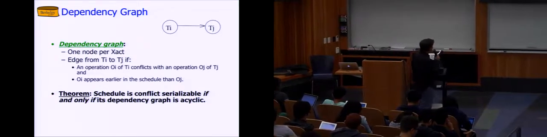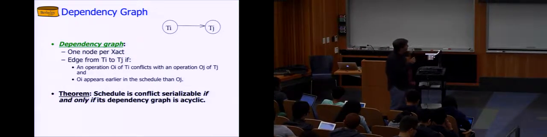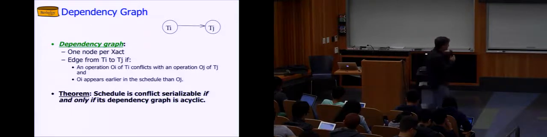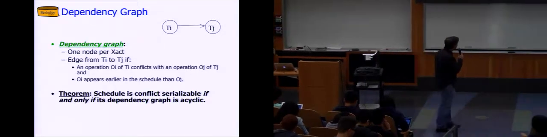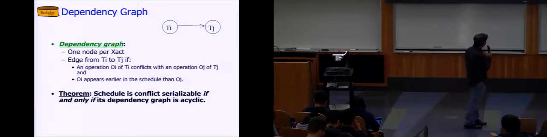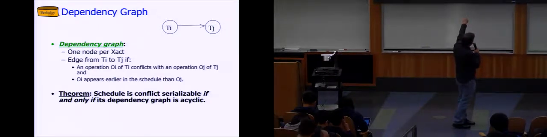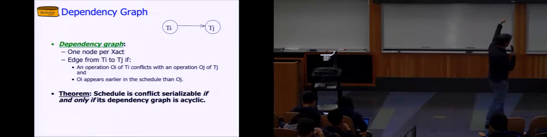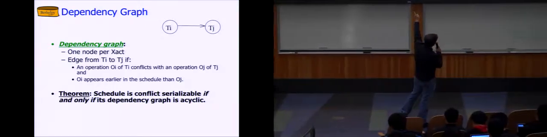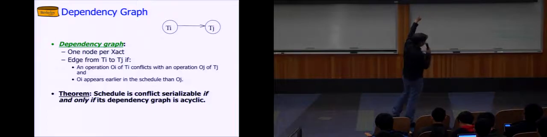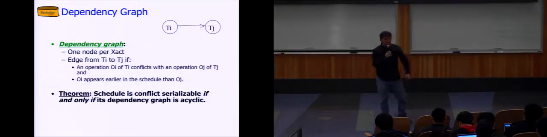Okay? And there's going to be an edge from transaction Ti to transaction Tj if some operation, a read or a write, of Ti conflicts with an operation of Tj, and that operation from Ti came first in the schedule, came earlier in order. So the direction of the edges is with respect to time. An edge from tail to head is previous in time to later in time.